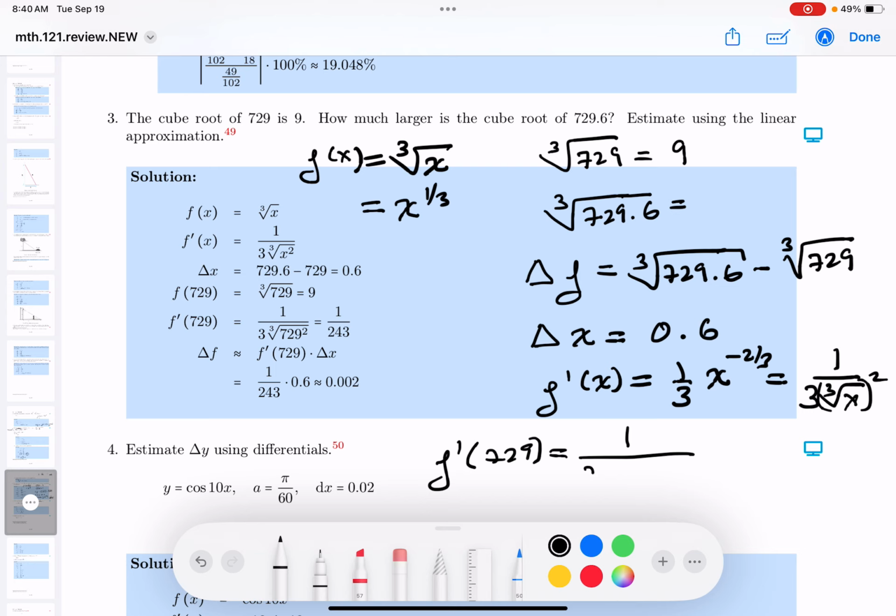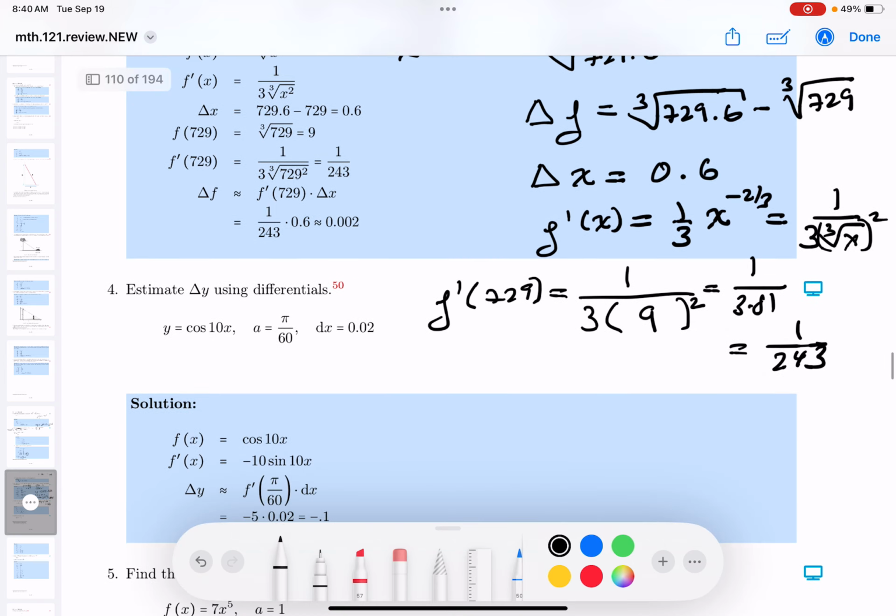What do I get? 1 over 3 times the cube root of 729. Well, they gave that to me. That's 9. So it's going to be 9 squared. What do you get over there? 1 over 3 times 81. And 3 times 81 is 243.